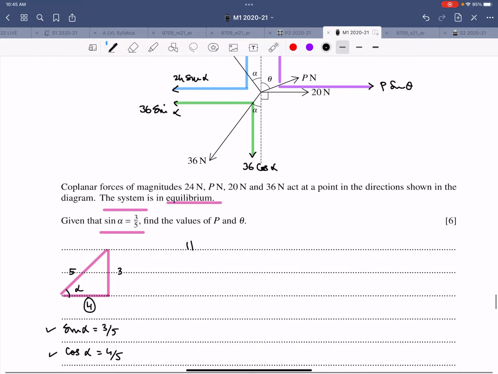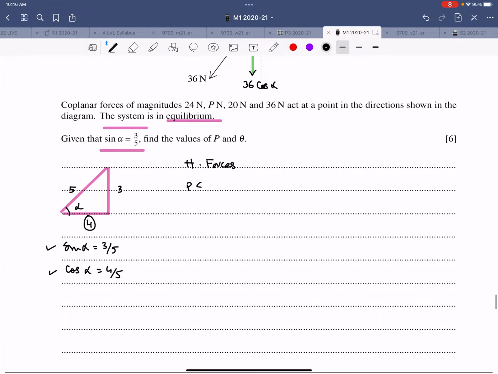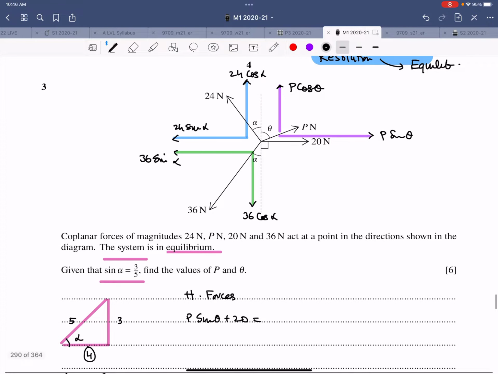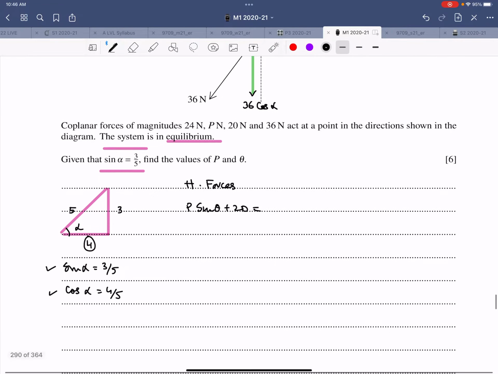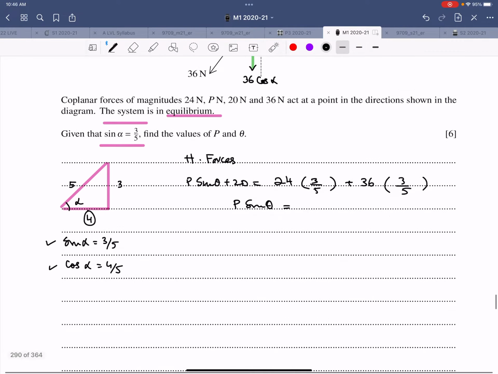So for horizontal forces, the right-hand side equals the left-hand side. P sine theta plus 20 equals 24 sine alpha plus 36 sine alpha. What is sine of alpha? That's 3/5 and this is 3/5. So therefore you can make P sine theta the subject.